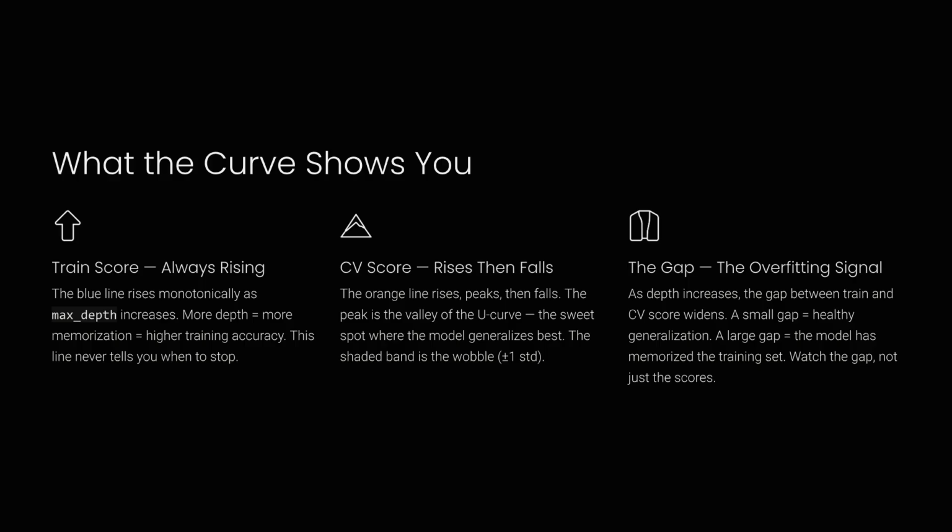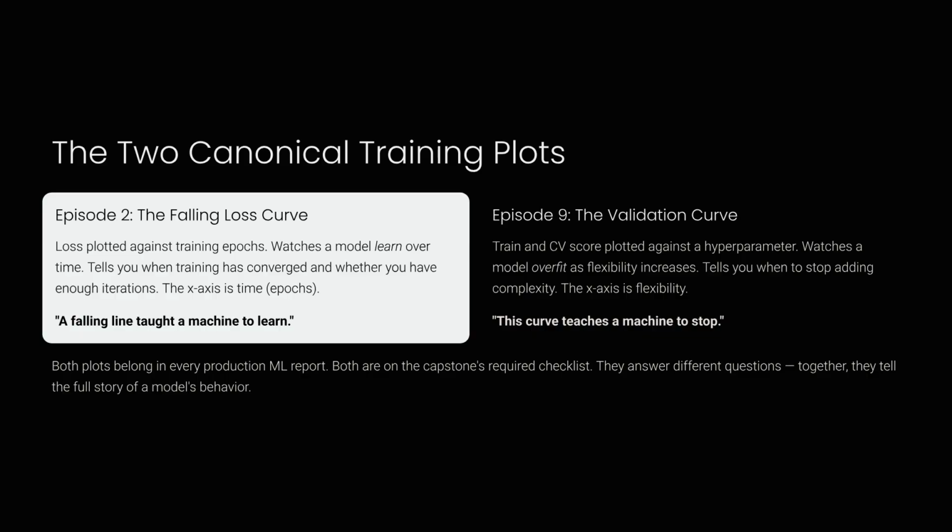Plotting a validation curve is straightforward with scikit-learn. We iterate over depths, calculate the mean and standard deviation across folds, and then map these against the hyperparameter values to find the optimal point of generalization. The resulting plot tells a story. The training score typically rises, while the cross-validation score rises and then falls. The gap between them is your signal of overfitting. A widening gap indicates the model is memorizing rather than learning.